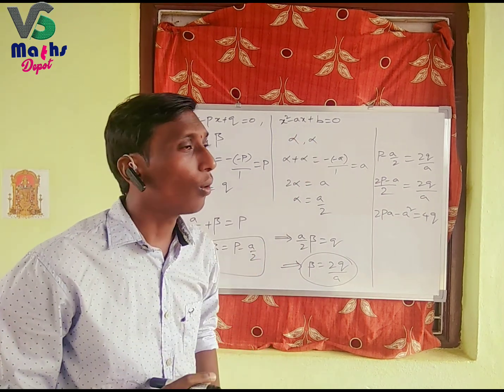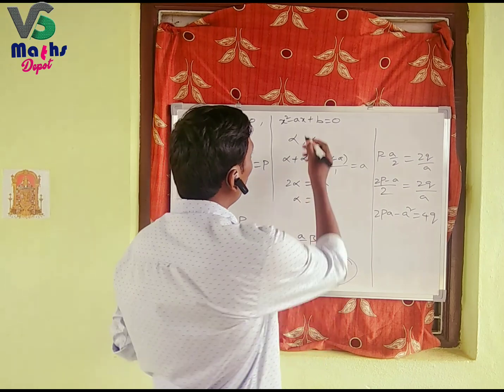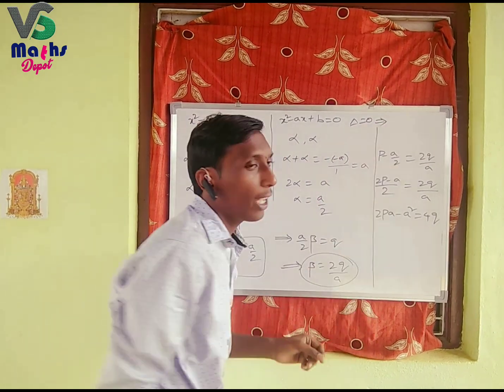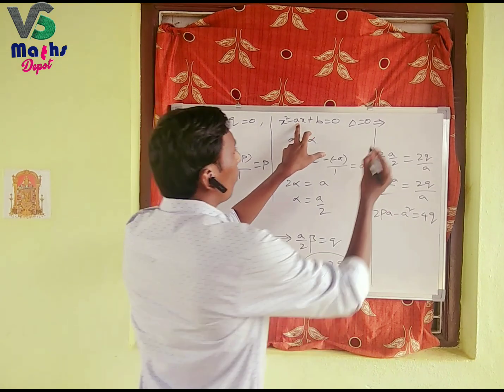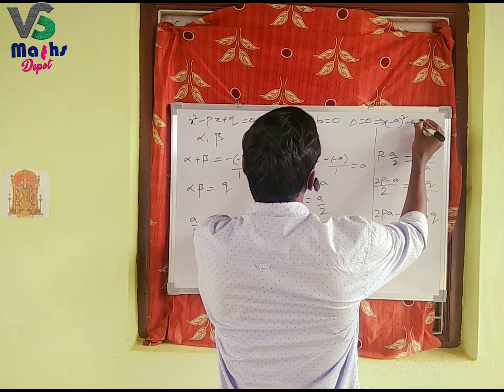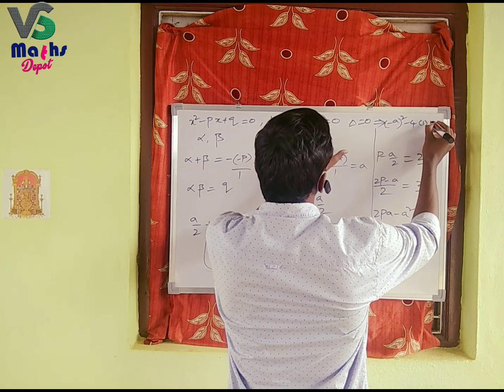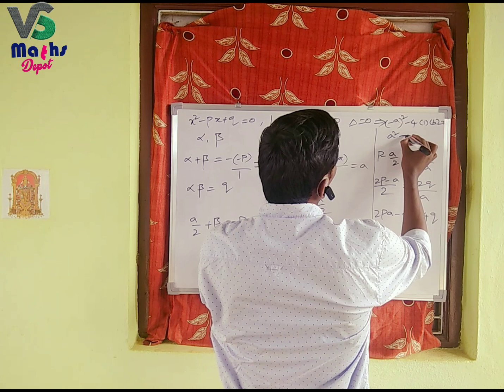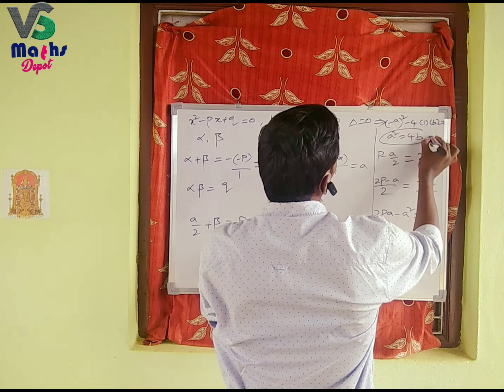value is equal to 0. Discriminant value delta is equal to 0, which implies b square minus 4ac is 0. B value is minus a, that is minus a whole square, minus 4 into a value 1 and c value b, that is equal to 0. This implies a square is equal to 4b, which is the condition.